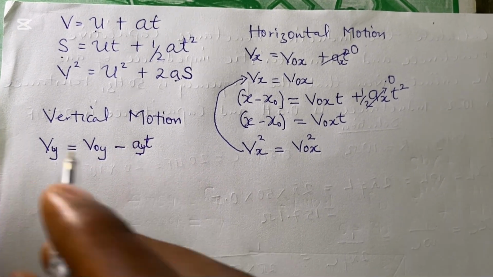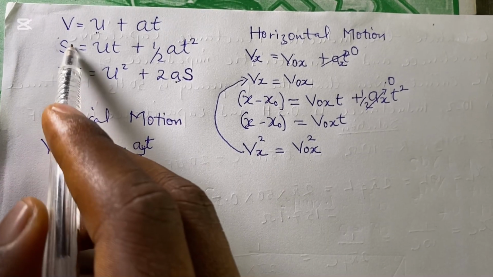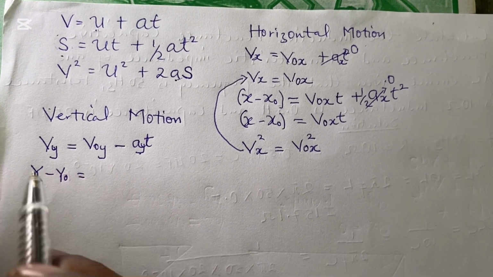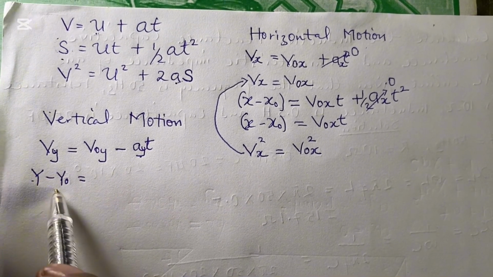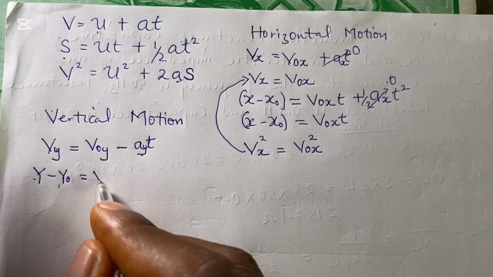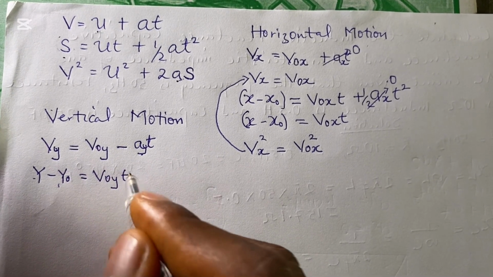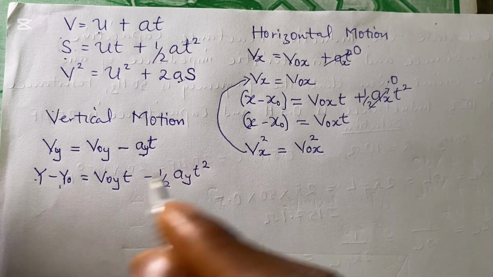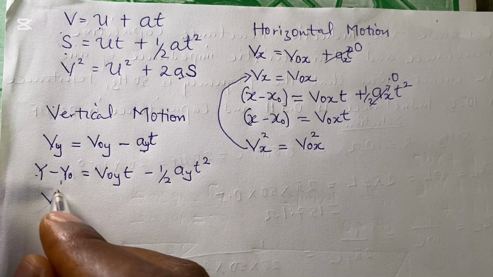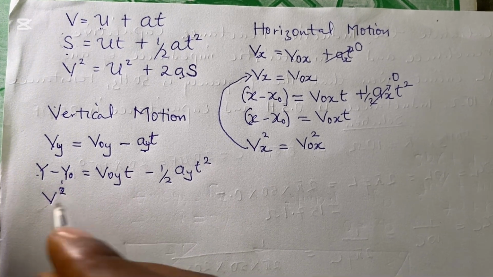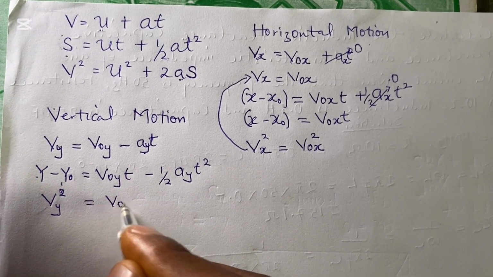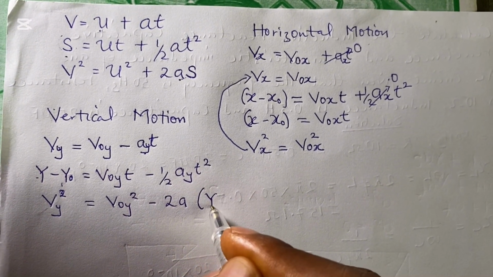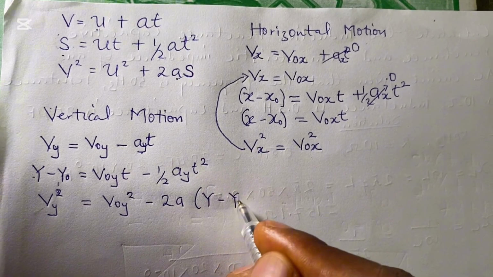Now for the change in position, which is your displacement, we use y minus y naught, which is the final position on the y-axis minus the initial position on the y-axis. So this will be equal to v naught of y t minus half a_y t squared. And the final velocity on the y-axis is going to be v naught of y squared minus 2a times the change in position on the y-axis, which is y minus y naught.